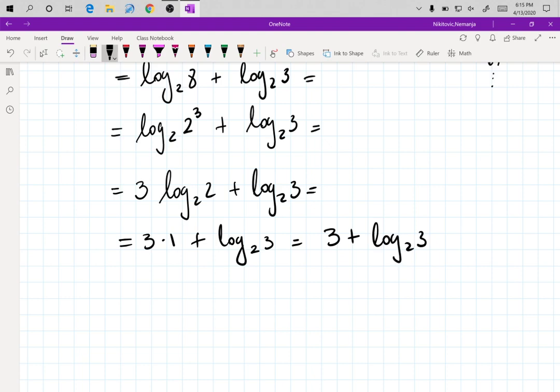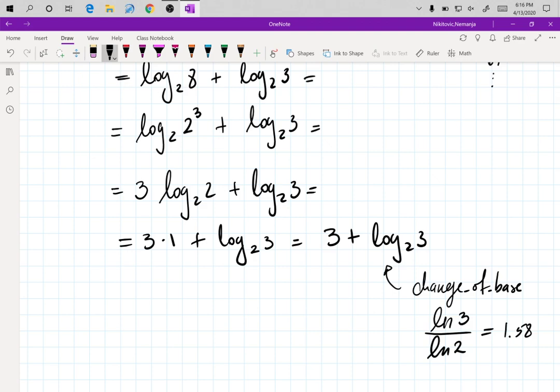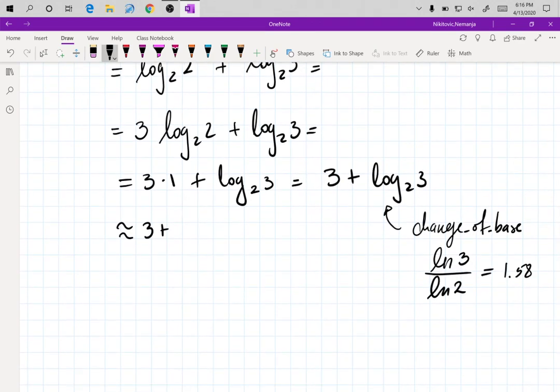Now if you are really in love with decimals, you will use the change of base formula to solve that, as you can do ln of 3 divided by ln of 2 to give you some decimals. Now MyMathLab will tell you whether you are going to keep 2, 3, 5 decimals, so be very careful, because they do mark you off if they say 2 decimals and you put 15. So I'll leave 2 decimals here. So this is now approximately equal to 3 plus 1.58, which is 4.58.